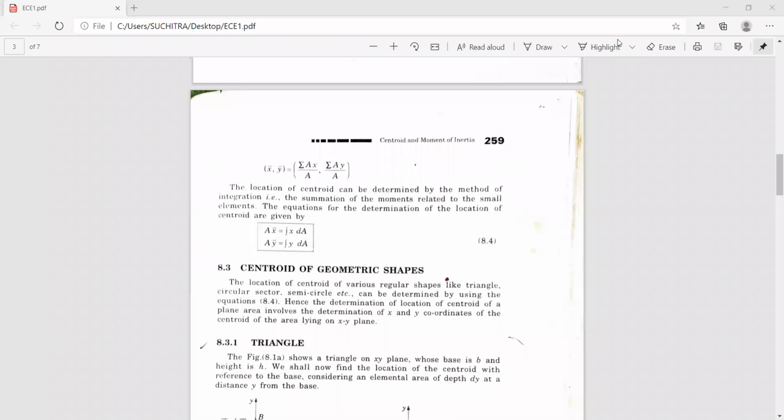So, let us recall whatever we have discussed in the last class. We have discussed centroid and center of gravity. Center of gravity is basically a point on Earth through which the resultant of gravitational force is concentrated, whereas centroid is nothing but the geometric center of a figure.